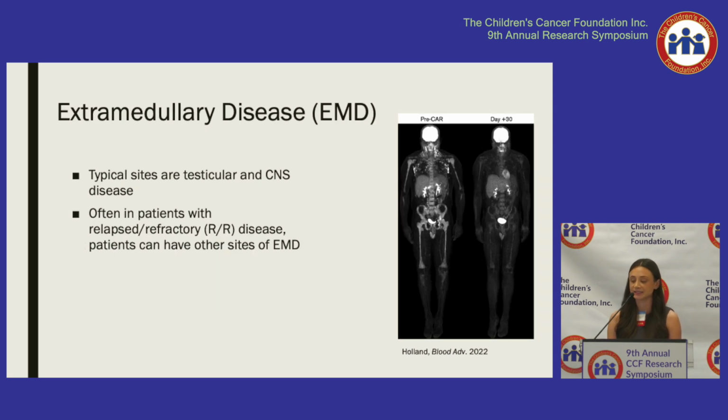And then finally, some background information on extramedullary disease. The typical sites for this are testicular and CNS disease, and this is leukemia outside of the bone marrow. And often in patients with relapsed and refractory disease, we do see other sites of extramedullary disease in addition to testicular and CNS disease, and we look at this with PET scans, which you can see on the right.